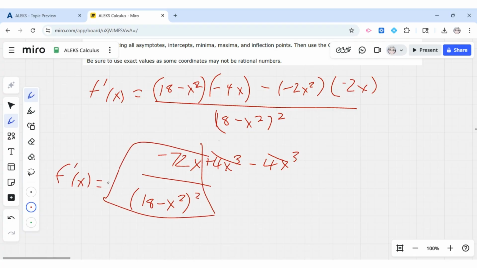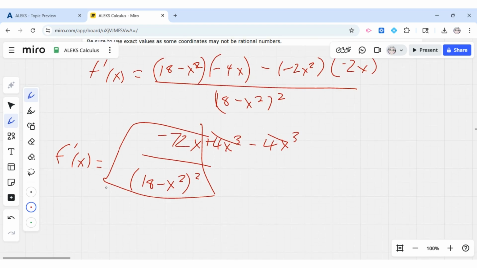So let's stop and think about this. Where is it 0, and where is it undefined? So it's 0 at 0. Yeah, so the point 0, 0 is going to be on the graph, and it's going to be a critical point.